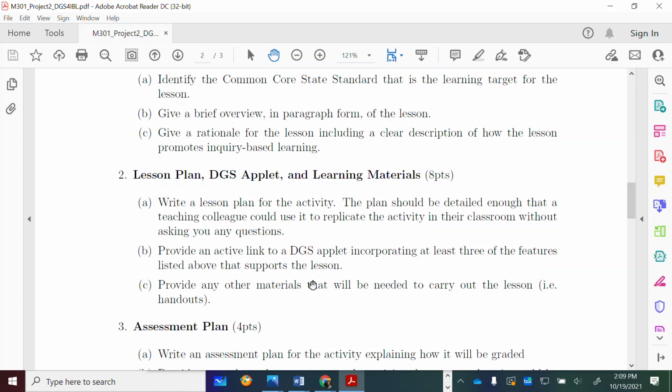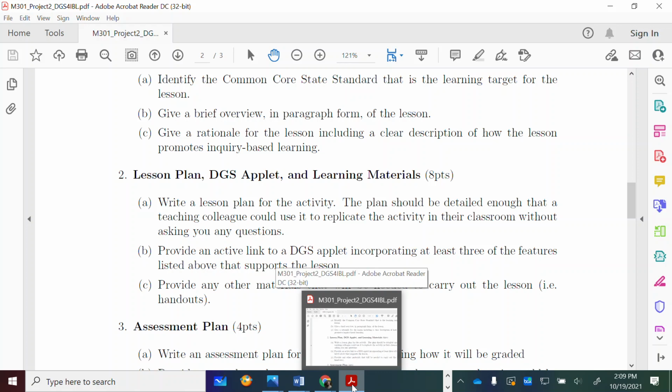And then what I would do is write a lesson plan for the activity. I'm not going to do that for you. I think it would be boring for you to sit and watch me write a lesson plan, but I will show you the DGS applet that I created and the materials that I created. And I think that's probably the first thing to do, is to come up with an idea of what's a good applet, and then how could I use the applet so that kids could learn the learning target. And then once I have B and C, I think A is easier to write at the end. So I'll do that now.